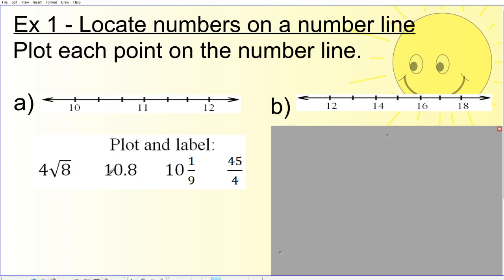Looking at these 4 numbers, I personally am going to just do the easy ones first. So I see 10.8. Well, if here's 10, here's 11. Now, I'm going to throw an extra couple of lines in here just to make my life a little bit easier. 10.5 would be right here. So this is maybe like 10.6 or 10.7. So 10.8 will be over here. So I'm going to call this line right here 10.8.